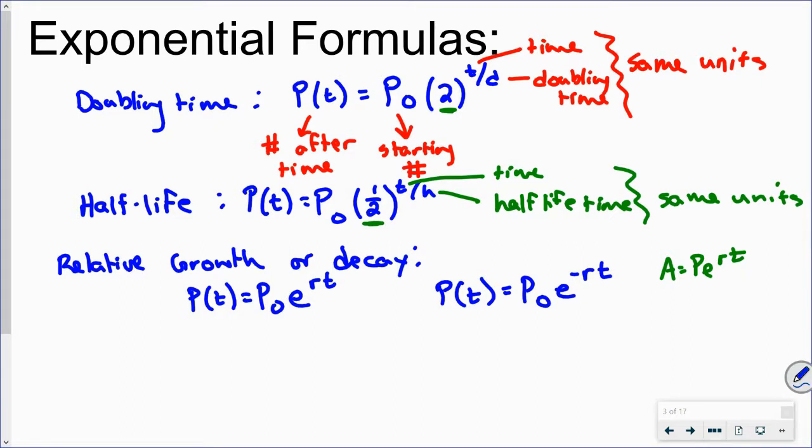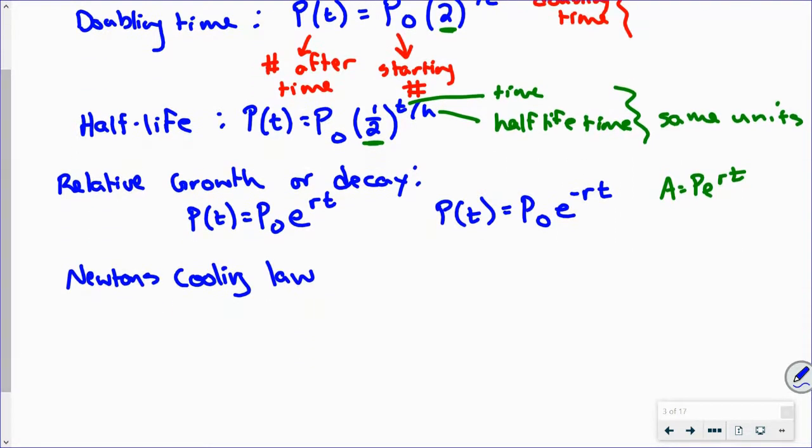Okay, and then the last one we have is Newton's cooling law. And that is T of T equals T sub S plus D naught e to the minus KT. So we have this portion is kind of like this exponential decay right here, or relative decay right here, pretty close. And then we have our surrounding temperature.